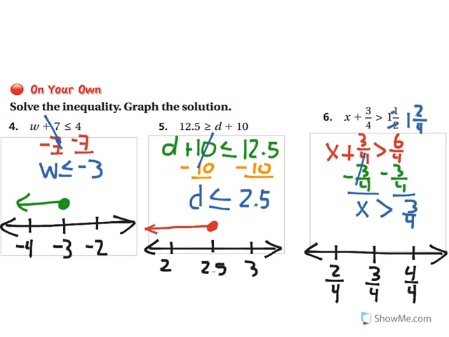I'm going to go ahead and graph this. It's going to be open because it's greater than. And it's going to go to the right because x is greater. All the solutions are greater than 3/4. So it looks like this. Okay? I hope you got all three of these correct. If not, if you missed any of them, I hope you understand what you did wrong. And if not, watch it again. And if not, you can ask me in class.